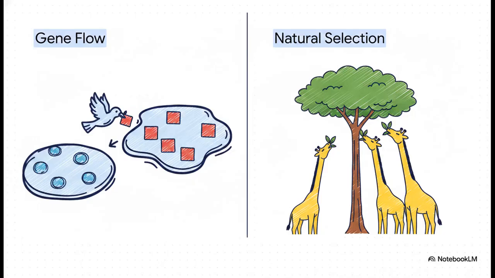Next, consider the difference between gene flow and natural selection. Gene flow is simply the movement of alleles between populations through migration, which actually increases genetic diversity by mixing things up. Natural selection, on the other hand, is not random at all. It actively favors advantageous traits, steadily increasing the beneficial alleles that actually help a species survive and thrive in its environment.